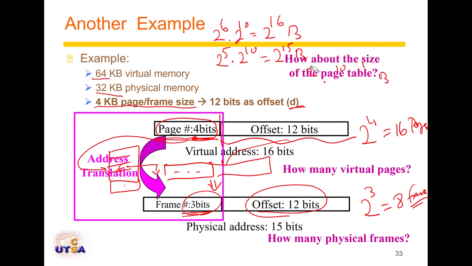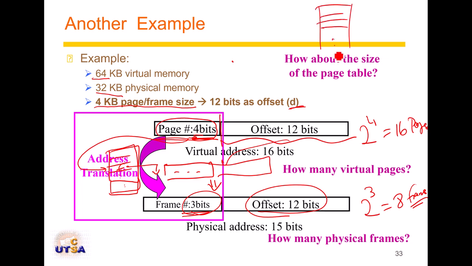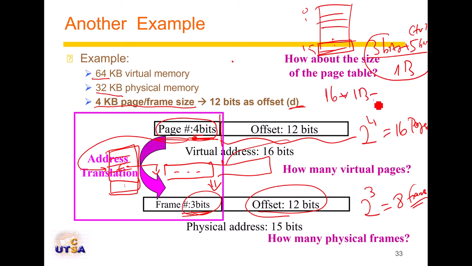Now let's discuss the size of a page table. We just have to figure out how many entries we have in that table. As we just discussed, we have 2 to the power 4, 16 entries. So in the table we have 16 entries, 0, 1, 2, 3, up to 15, right? And the size of each entry is going to be, remember, we have at least F bits, and from this picture F is going to be 3 bits, but we said to add some control bits. In this case, let's add 5 control bits, so altogether it will be 1 byte, right? So each entry is going to be 1 byte. So in that case, 16 times 1 byte is equal to 16 bytes.